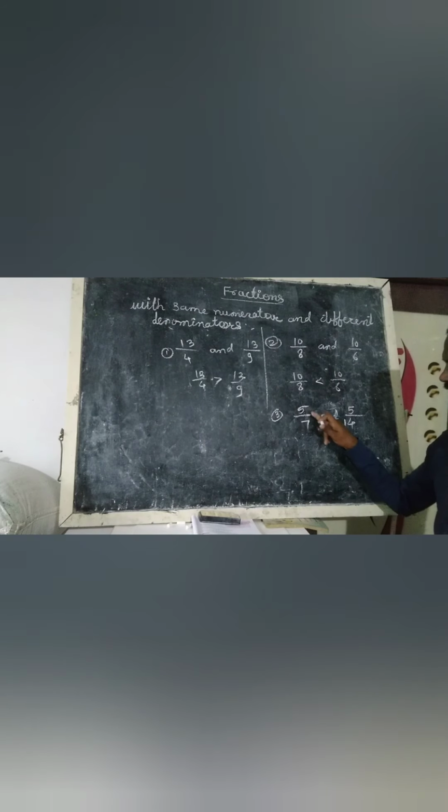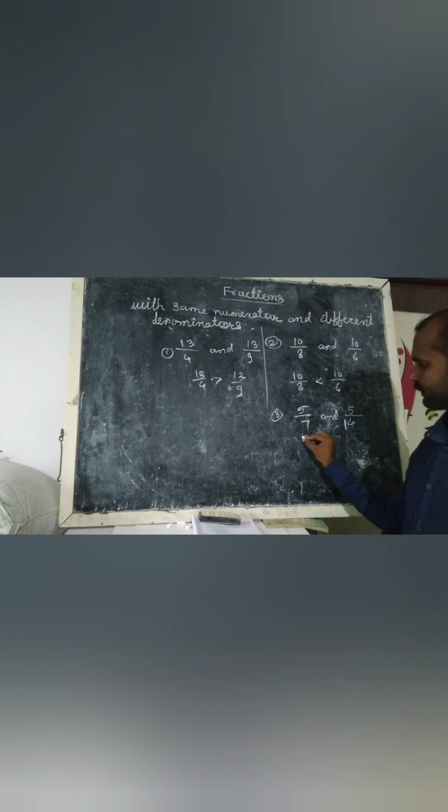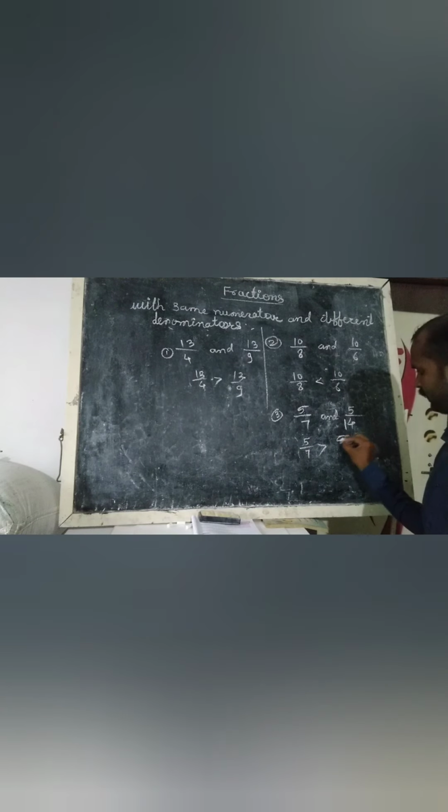Here, out of 14, 5. And here, out of 7, 5. Means which fraction will be greater? Obviously 5 upon 7 is greater than 5 upon 14.